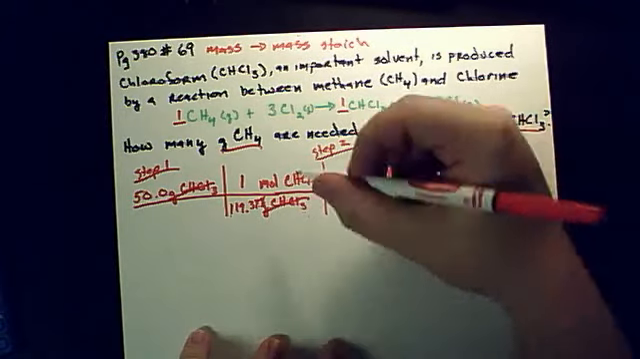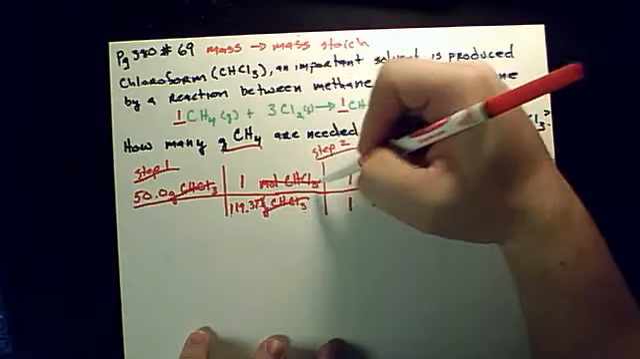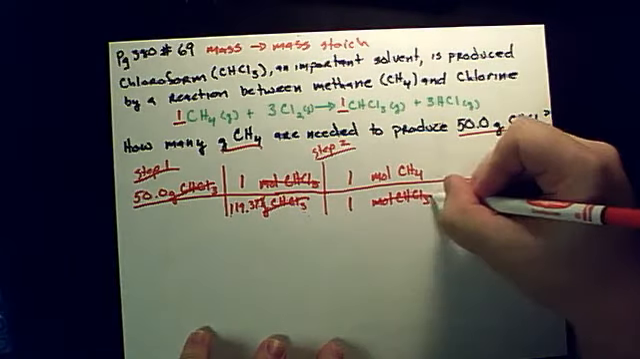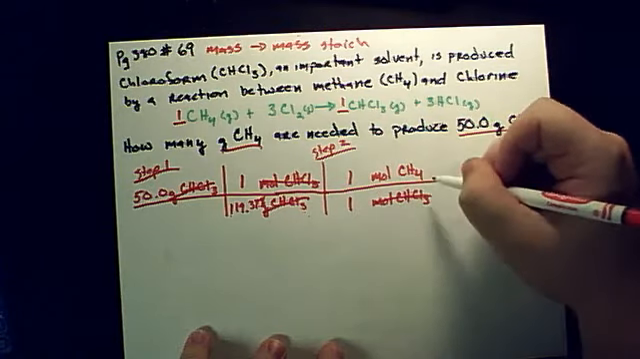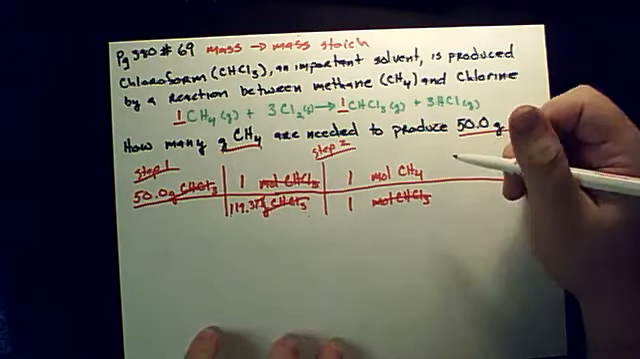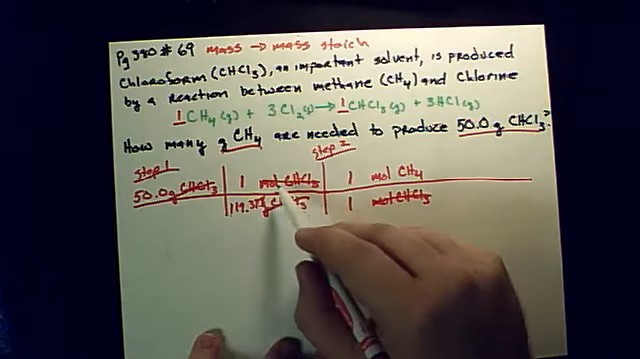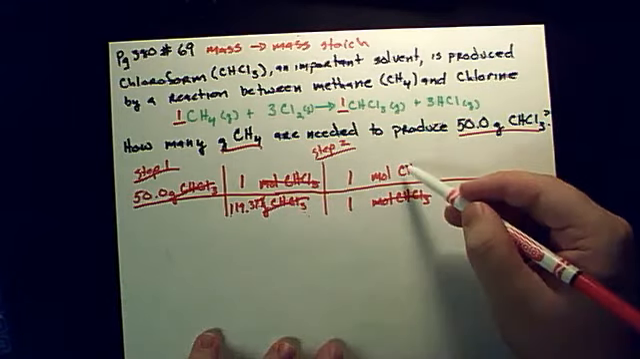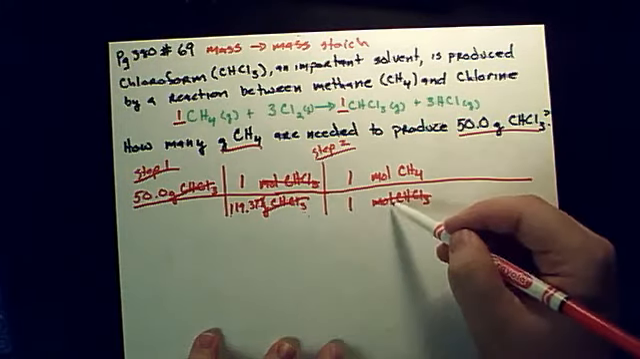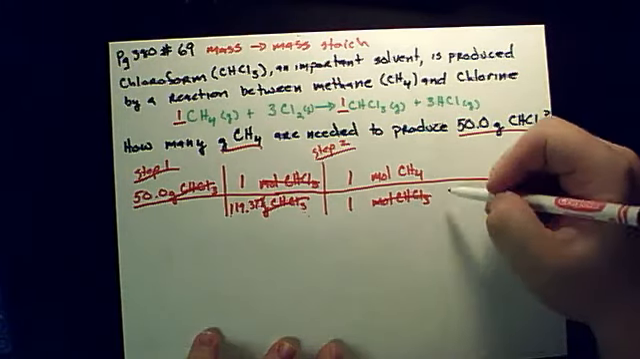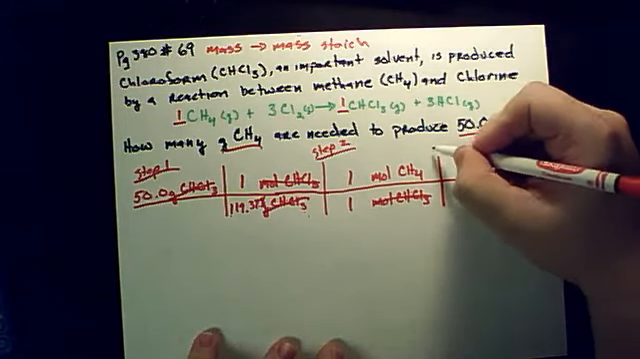Alright, so now our moles of CHCl3 are going to cancel out because they're on top and bottom, and I'm left with moles of CH4. So I have converted to moles. I set up my mole ratio. This is my translation step, so I have translated from chloroform into methane. And now I'm going to do step 3.